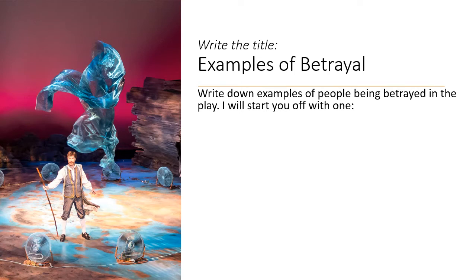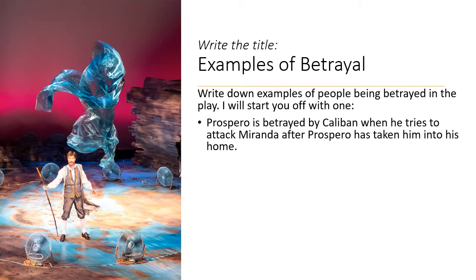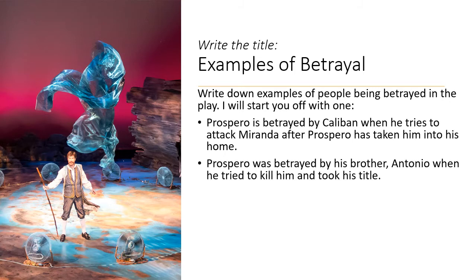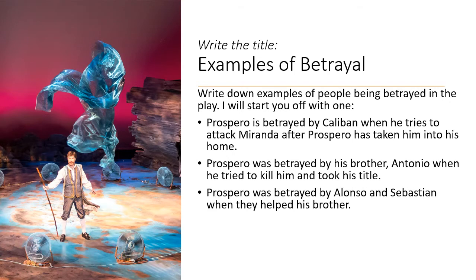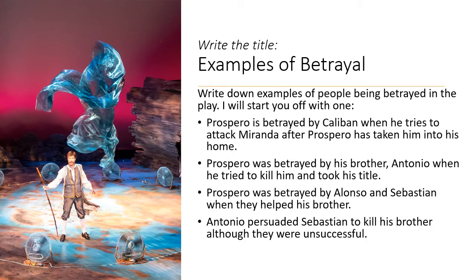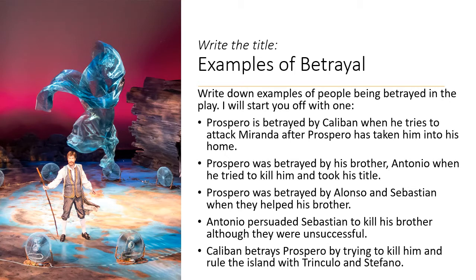There are quite a few examples of betrayal in this play. I wonder how many you got, or perhaps you got some that even I didn't think of. So we talked about how Caliban betrays Prospero by attacking Miranda, but of course Prospero was betrayed by his own brother Antonio when he tried to kill him and took his title. Prospero was also betrayed by Alonso and Sebastian when they helped his brother. Antonio persuaded Sebastian to kill his brother, although they were unsuccessful. And Caliban betrays Prospero by trying to kill him and rule the island with Trinculo and Stefano. So there are a lot of examples of betrayal in this play. How many of them did you get, and did you find any others?